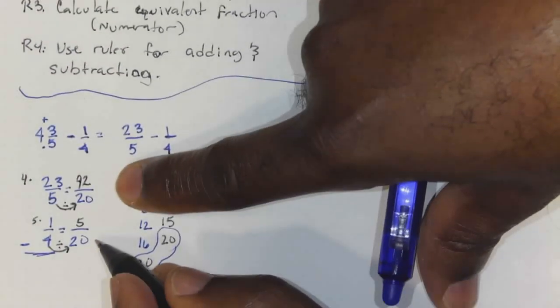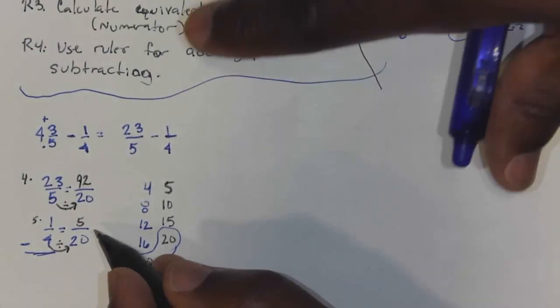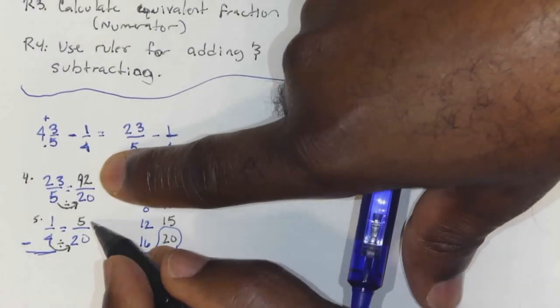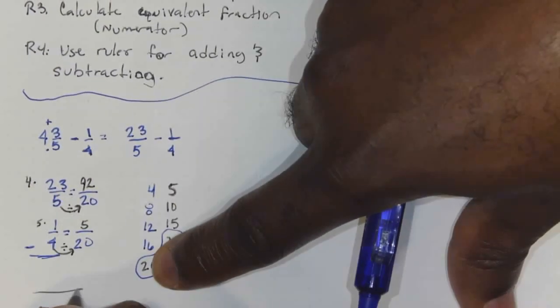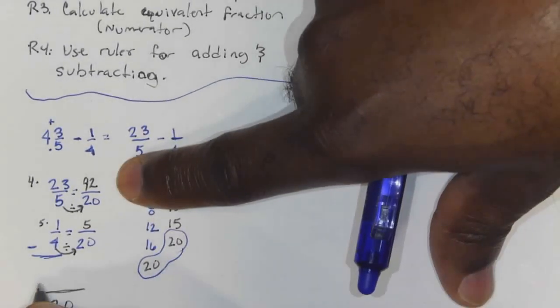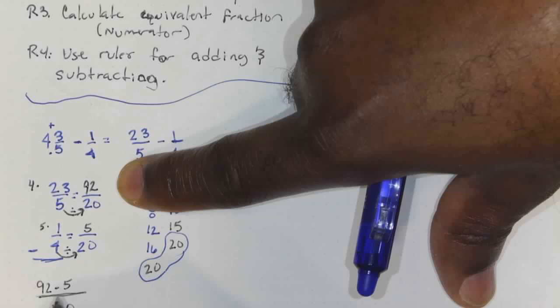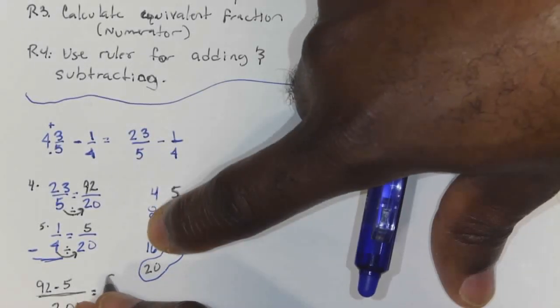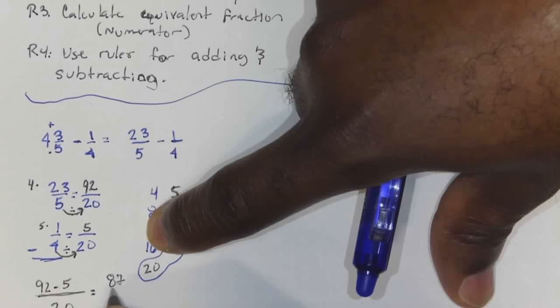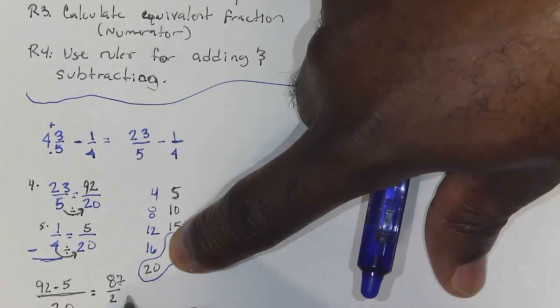Now you have common denominators. Now that you have common denominators, we go back to what we did at first. Subtract the two numerators. So what does it say? Draw a long line. Put your denominator underneath and just say 92 minus 5. What's 92 minus 5? Anybody know? What do you get? 87 over 20.